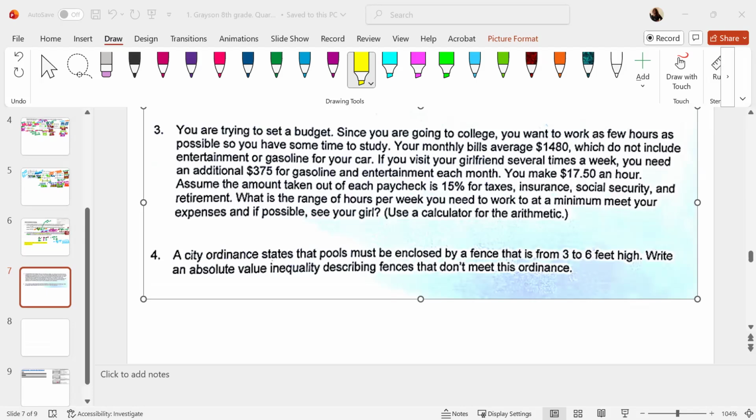What do you think you're gonna do? So let's think about what's the monthly bill? What are some of the extra things she's been spending her money on besides the monthly bill? 150. So what's the total?